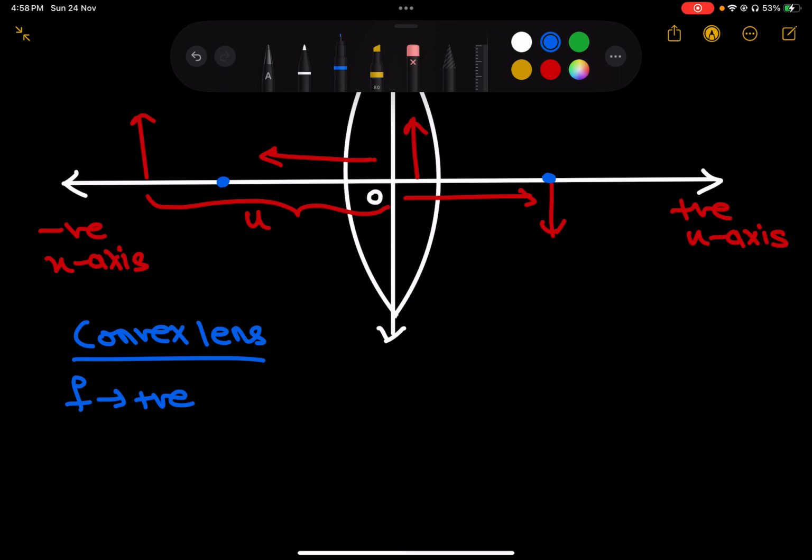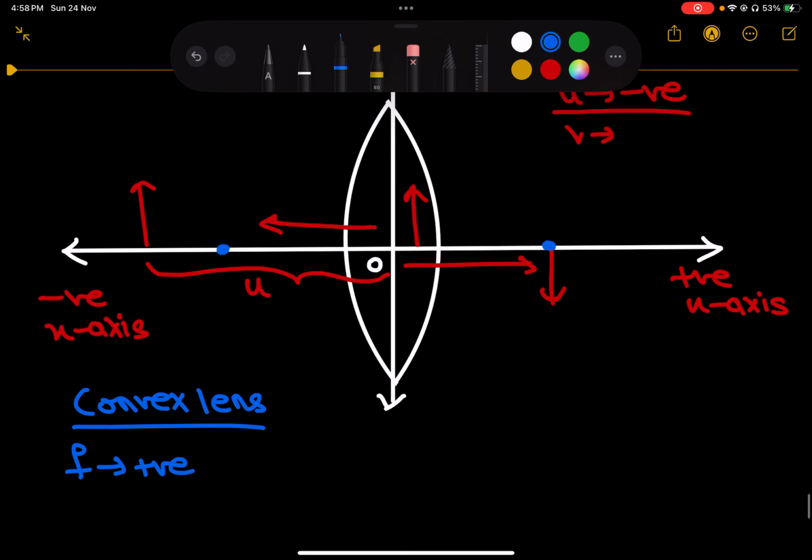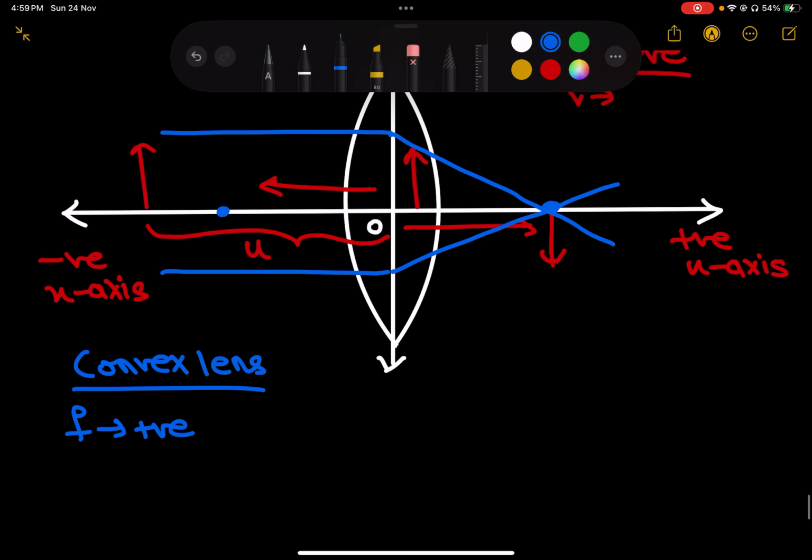Here is how you'll understand. For convex lens, if the rays are thrown parallel to the lens, they converge at F2. They converge at F2, and F2 is on the right side. So the focal length is positive. So F2 is considered for the focal length for convex lens.